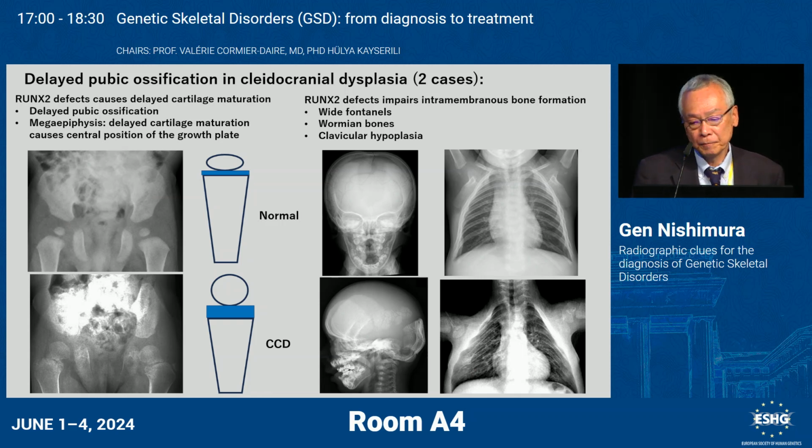RUNX2 defect impairs intramembranous bone formation as well. So you can see wide fontanelles, multiple Wormian bones, and clavicular hypoplasia, variable in severity.